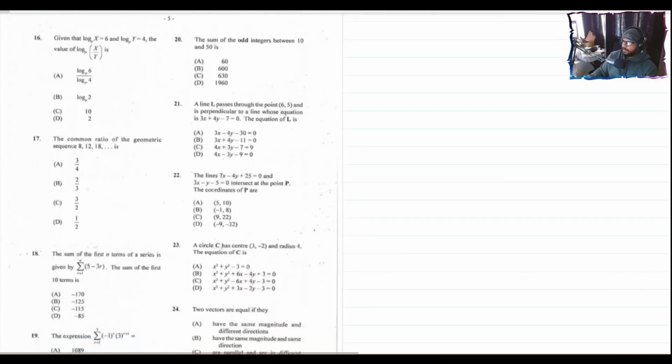Number 16, given that log of x to base p is 6, log of y to base p is 4, the value of log of x over y to base p is, well, we have to take away the numbers, right? Using the laws of logs, log of x over y to base p is log of x to base p minus log of y to base p. Log of x to base p is 6. Log of y to base p is 4, and the answer is 2. But none of these answers here. Yeah, D. Good. I didn't see 2 there on the denominator, yes?